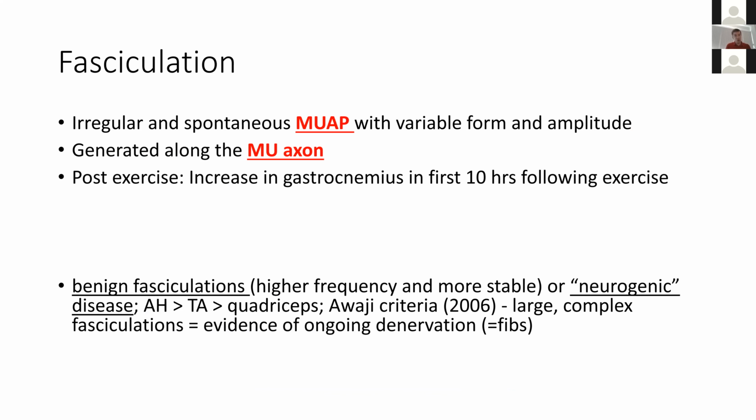So we make a difference between benign fasciculations with a higher frequency and they are more stable, or a neurogenic disease. And then we are looking for fasciculations in the abductor hallucis more than the tibialis anterior, more than in the quadriceps. The Awaji criteria in 2006 defined large complex fasciculations as evidence of ongoing denervation in motor neuron disease.